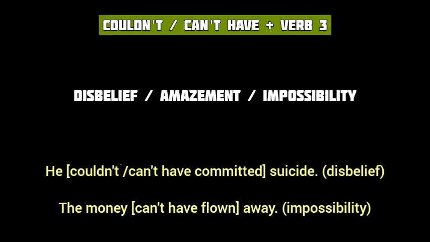First up, let's learn the negative use of past modal couldn't have or can't have. It expresses disbelief, amazement, or impossibility. For example, he can't have committed suicide. The speaker does not believe that he has committed suicide. Similarly, the money can't have flown away means the speaker does not believe that the money has flown away on its own, which also means that somebody has stolen the money.